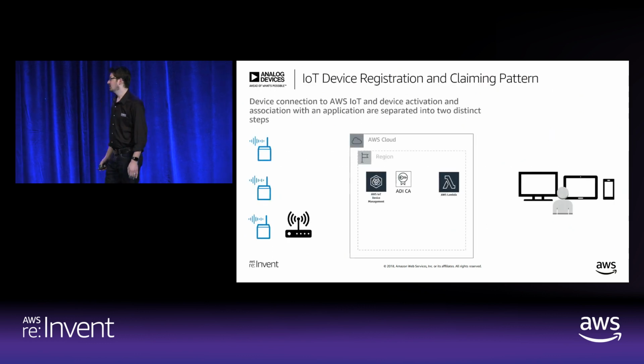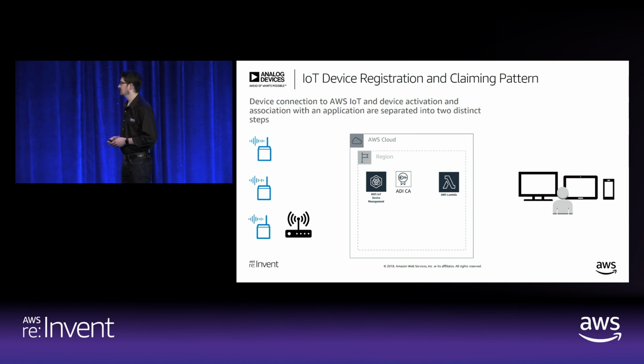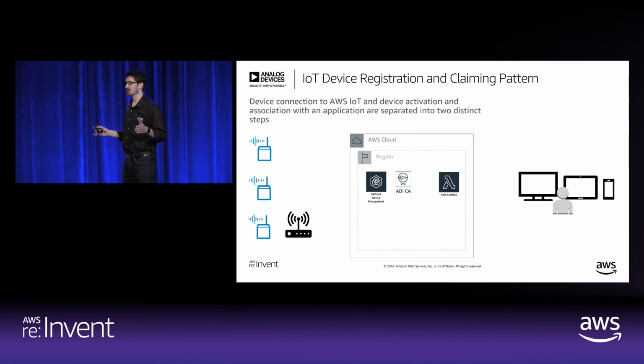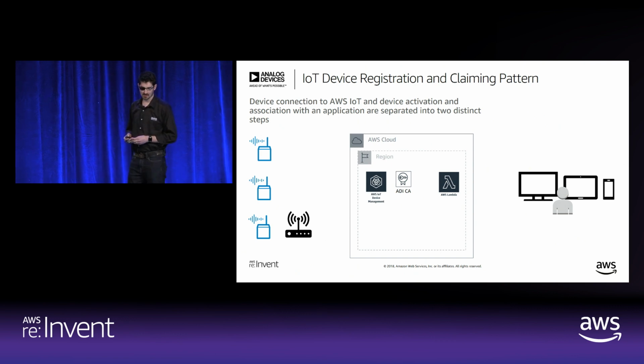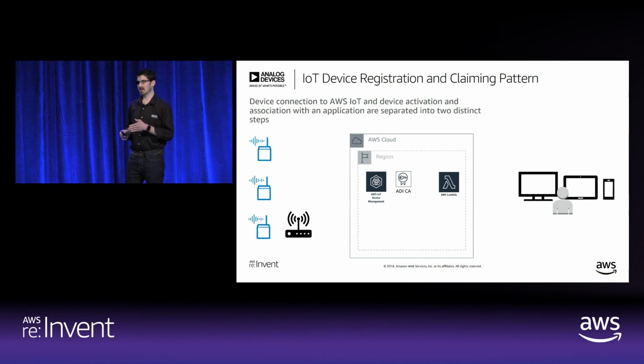Now I want to talk to you about one of the fundamental implementation patterns that has really helped us achieve some of these requirements and be particularly agile when moving devices between regions and being multi-region ready with our application. We call this the registration and claiming pattern. The idea behind it is that we are separating the connection to AWS IoT Core, meaning the device and its provisioning, from the activation and association with an application into two distinct steps. So we're making these things separate.